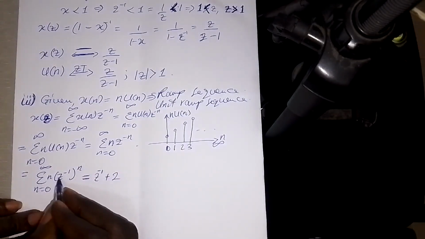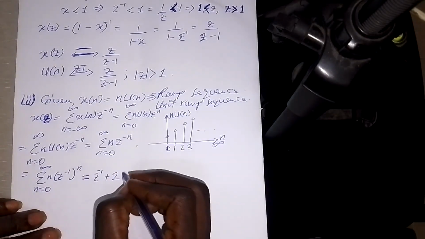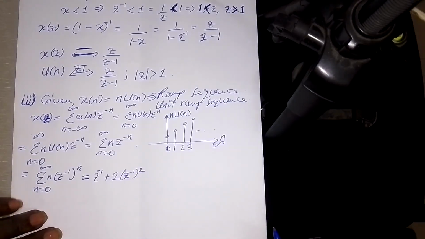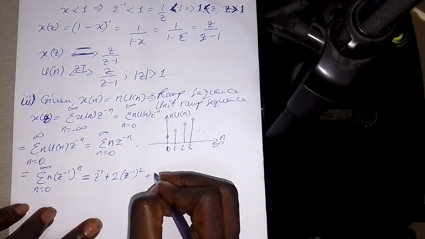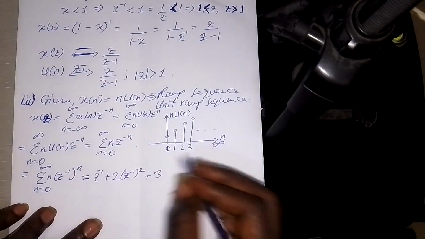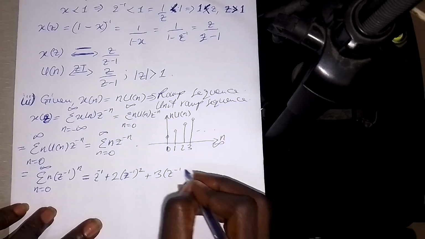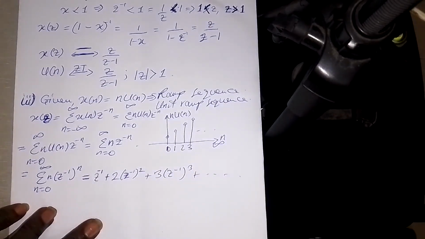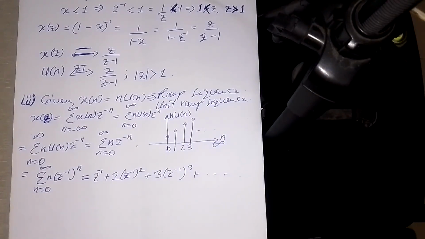Here is 2. And then we're going to have this one, z minus 1, and here will be 2. If n is 3, here will become 3, and then we're going to have z minus 1, and here will be 3. So we continue that up to infinity.